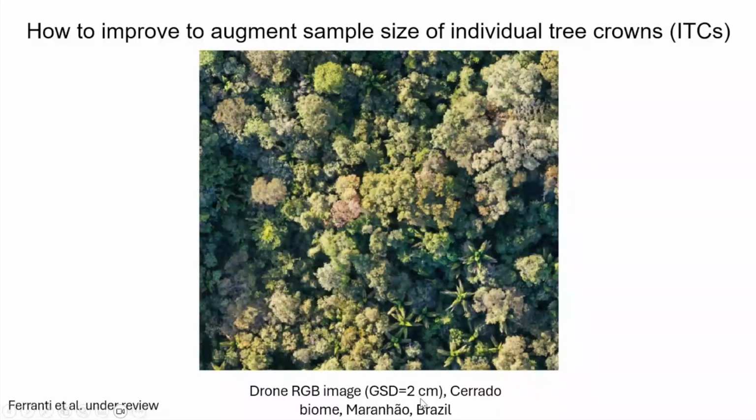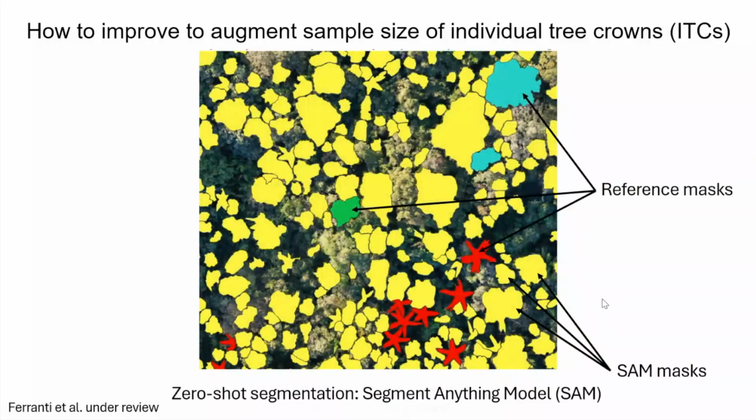It has a 2 centimeter resolution, and it is of the Cerrado biome in Maranhão state in northeast Brazil. So the first step here is to use zero-shot segmentation, in which we used the Segment Anything model to delineate individual tree crowns, and these are the reference masks in which we could identify, using field knowledge and botanist expert knowledge, the species of the individual tree crowns.